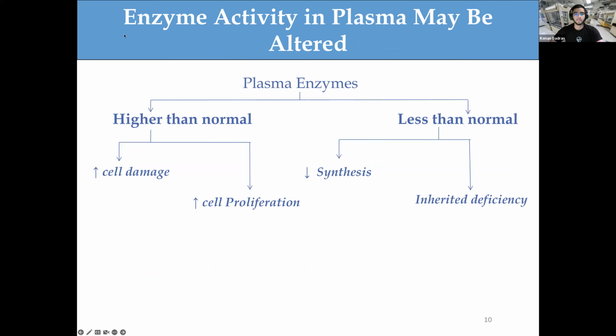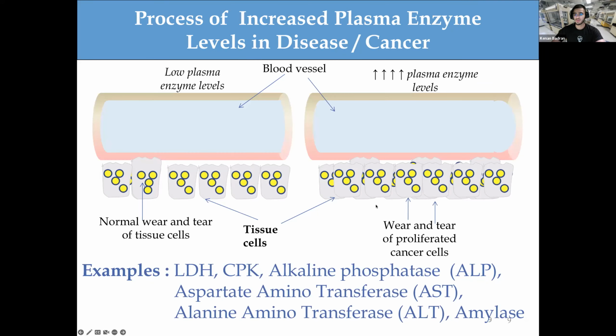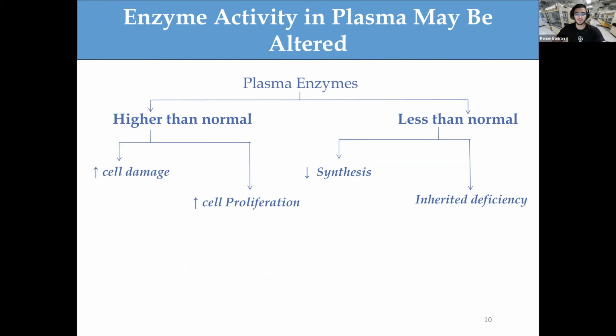Same point. Okay. Now, what would cause an issue for the enzyme? Obviously, higher than normal, either from increased cell damage, like trauma, or cell proliferation, such as cancer, where if there are more growing cells, there'll be more dying cells, hence proliferation. Now, what causes enzymes to be less than normal? Either a problem in synthesis or an inherited deficiency.